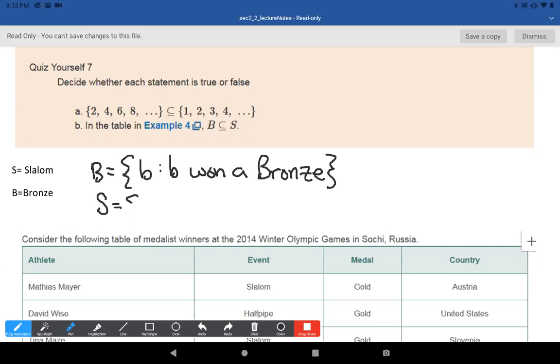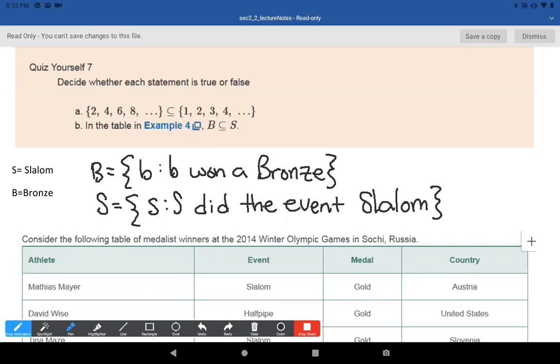And S are all athletes, s, such that s did the event called slalom. So what B as a subset of S means is every athlete on the list of bronze winners is from the list of the athletes who did the event slalom, right?